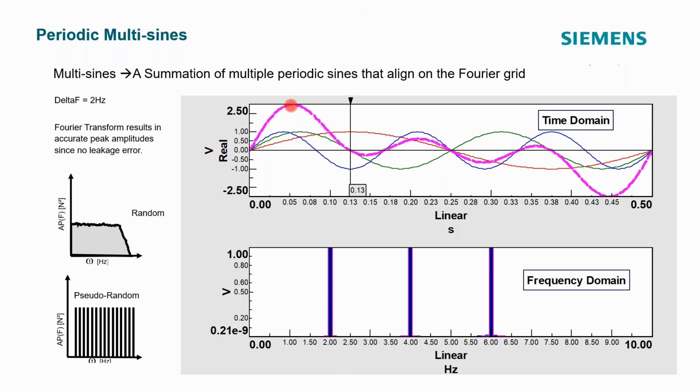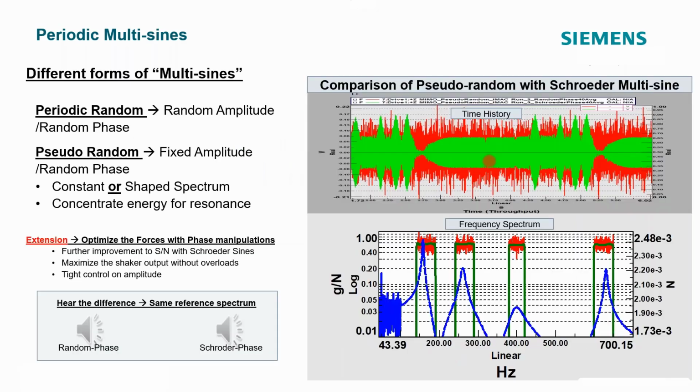Now, if we add those up, which gives us this purple trace, we can see there's some constructive and destructive interference between these sine waves, which can be good. But if we manage the phasing of these different sinusoids, then we can control these amplitudes and how they interact with each other. And that's one of the ideas here with pseudo-random, and an option with our pseudo-random that we have available in Test Lab.